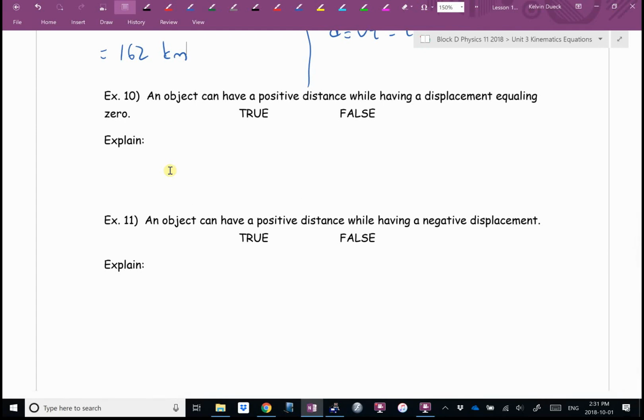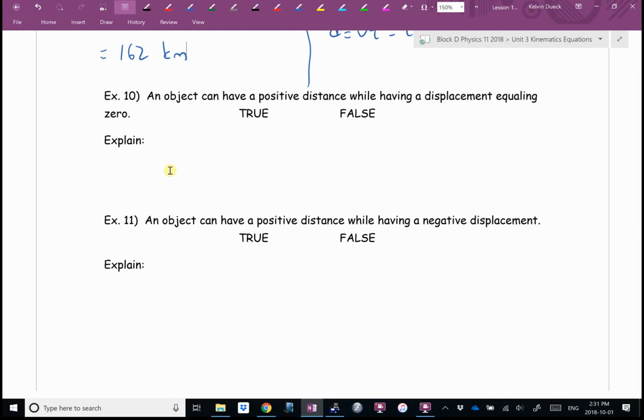Let's finish here. True or false? An object can have a positive distance while having a displacement equaling 0. Don't blurt out an answer. We're going to vote. How high you hold your hand up is how sure you are of the answer. I'm positive. I'm pretty sure. I'm only voting because Mr. Dueck will make fun of me if I don't vote, and Mr. Dueck will make fun of you if you don't vote.